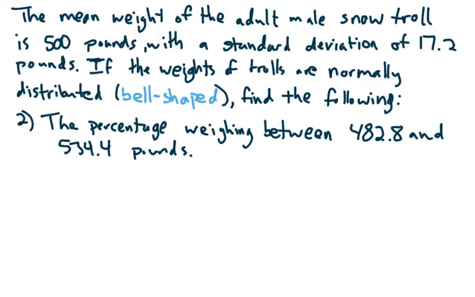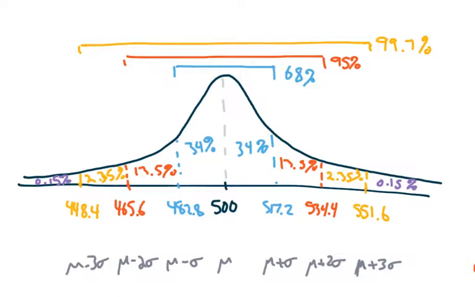So what percentage of adult male snow trolls weighed between 482.8 and 534.4 pounds? In the context of the empirical rule, we have to assume, more or less, that those are numbers that we can work with, that they have to be of the form mu plus or minus some amount of sigmas, some whole number, integer number of standard deviations away from the mean. So you go ahead and you find those things, and you look, here's one of them, and here's the other one. We're looking for the percentage of snow trolls between here and here, right?